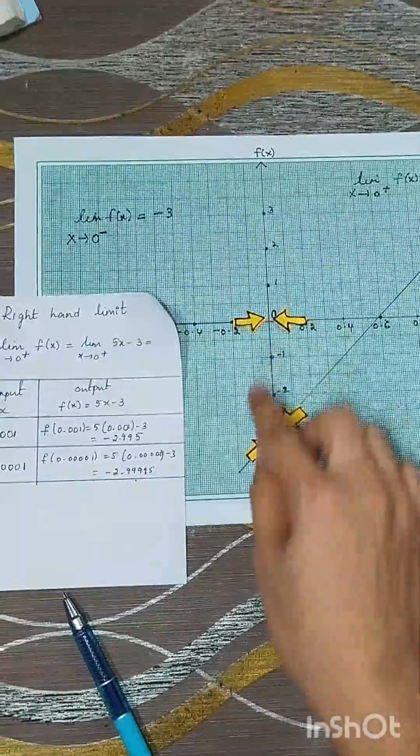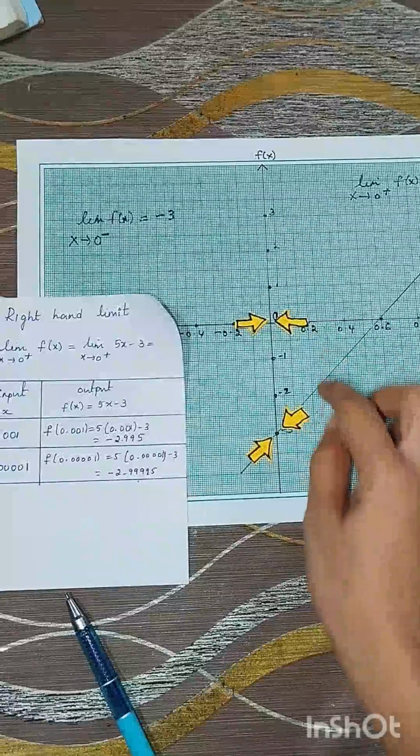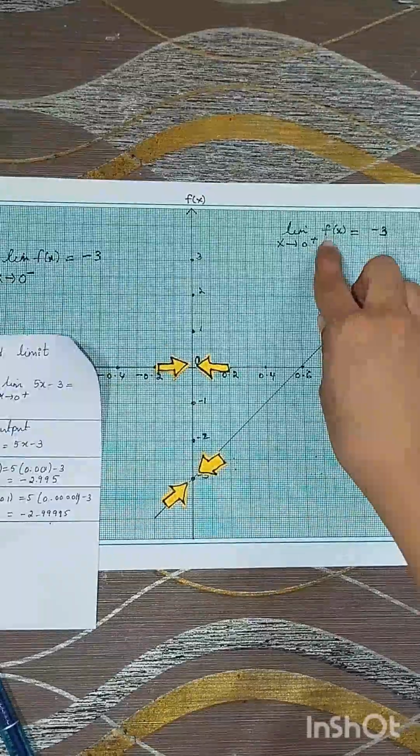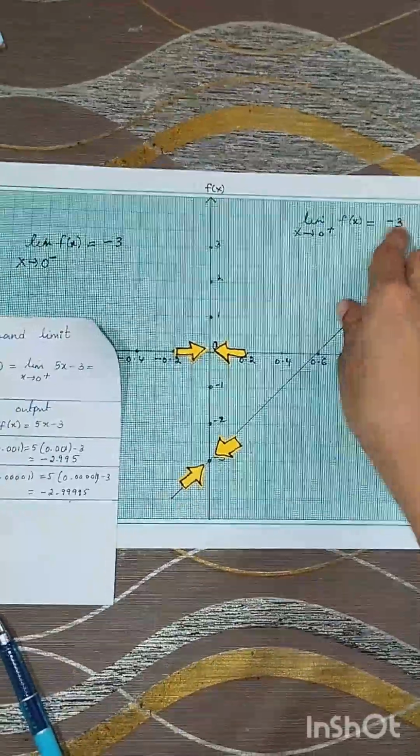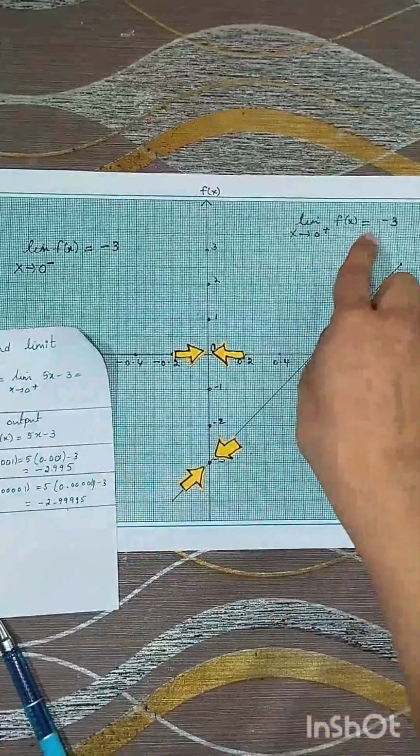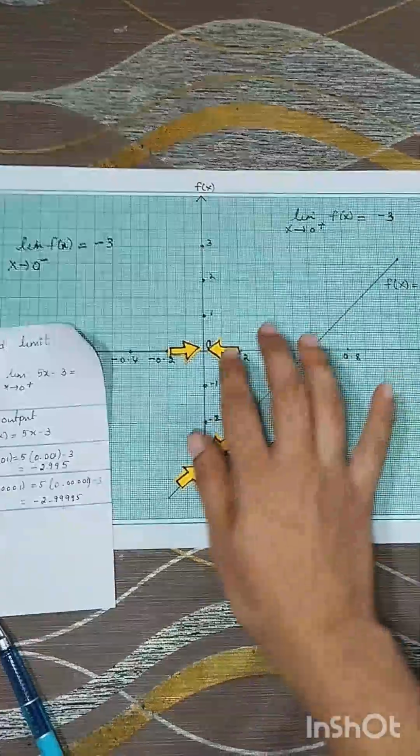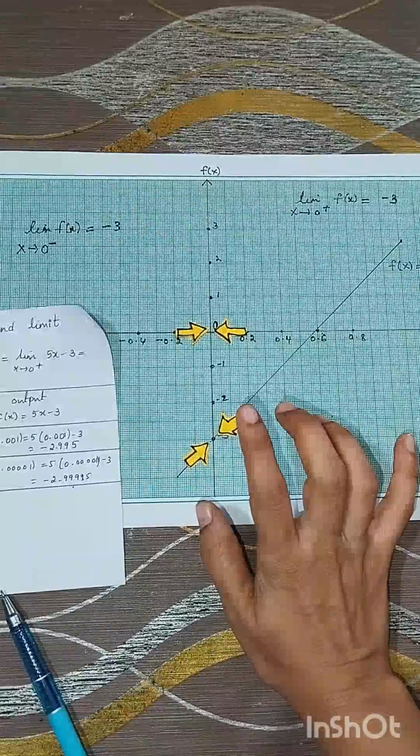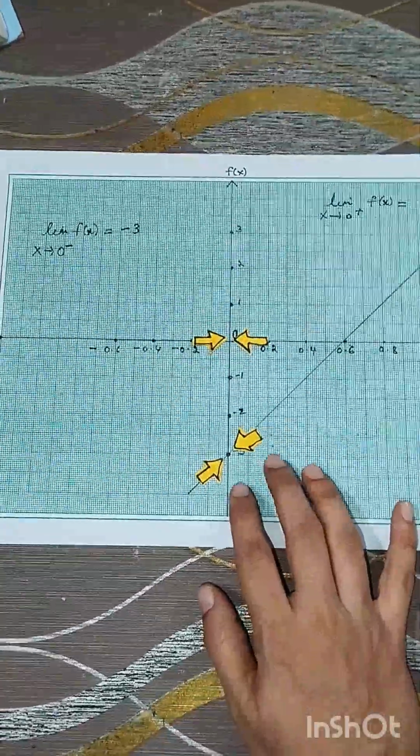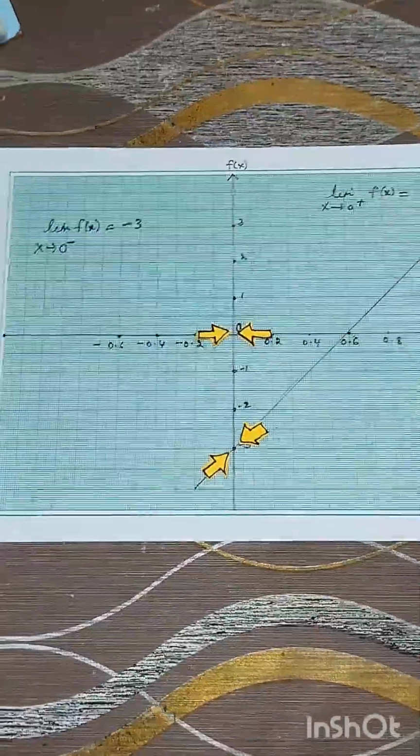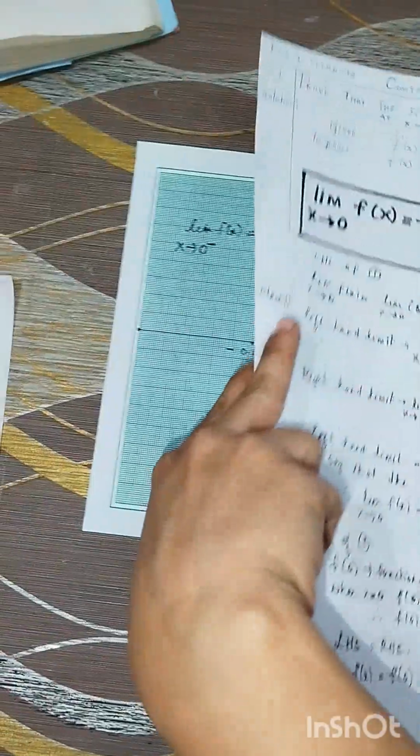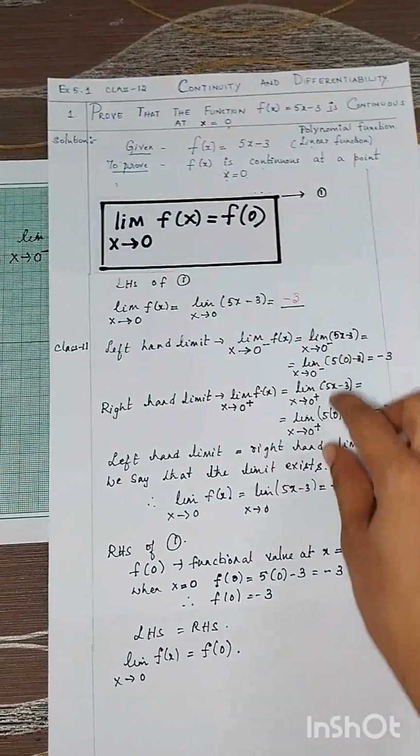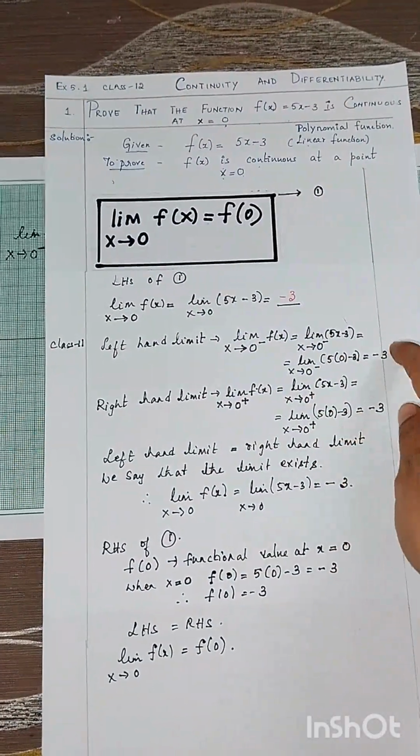From the left hand side you're getting minus 3, and from the right hand side you're also getting minus 3. So that's why we write limit x approaches 0 plus f of x is equal to minus 3. Since both cases are equal, we say that the limit exists and the limit of the function is minus 3. So this is how we got the answer graphically, but in the exam you can just mention the theorem, and if it is a polynomial function you can substitute directly and get the answer.